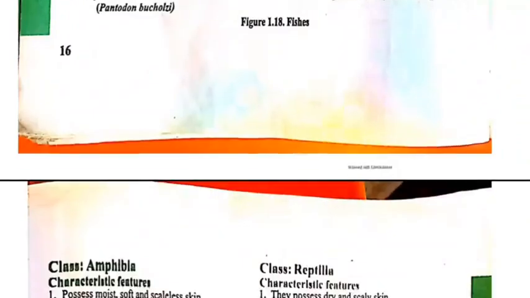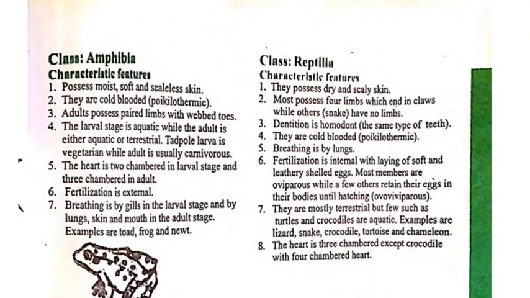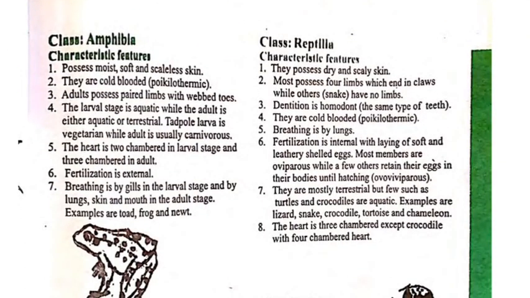Wow. Alright, moving to Amphibia. They possess moist, soft, and scaleless skin. They are cold-blooded. The adults possess four limbs with webbed toes. The larval stage is aquatic, while the adult stage is either aquatic or terrestrial. Tadpole larva is vegetarian, while the adult is usually carnivorous. The heart is two-chambered in larval stage and three-chambered in adult stage.